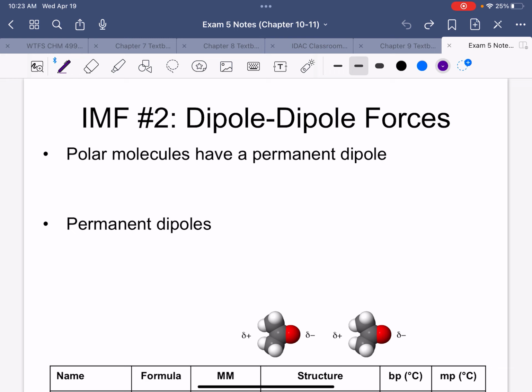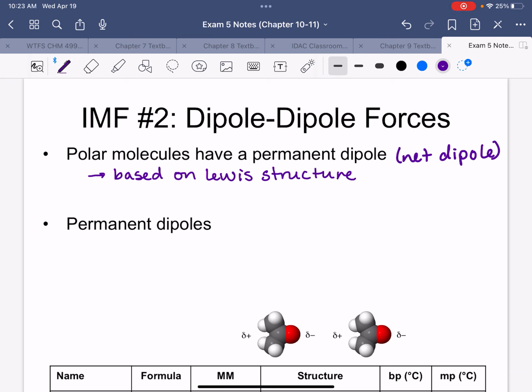So we know that polar molecules have a permanent dipole, and this is called the net dipole. How do we decide that we have a net dipole? We know that we have a net dipole if we can draw the Lewis structure first. And after we draw the Lewis structure, we assign the molecular geometry and we assign the net dipole based on the VSEPR sketch.